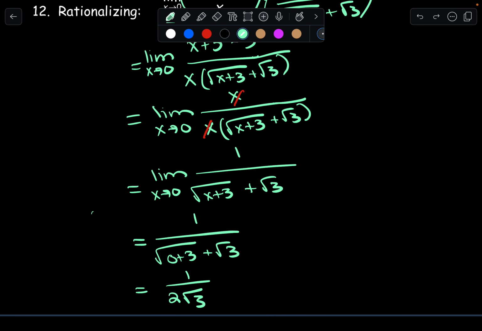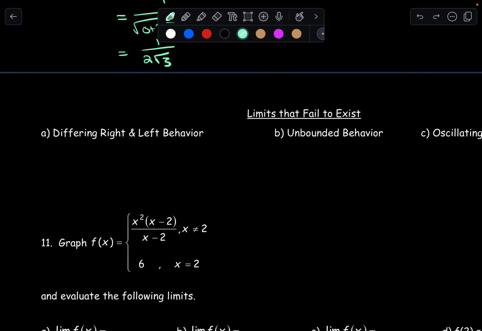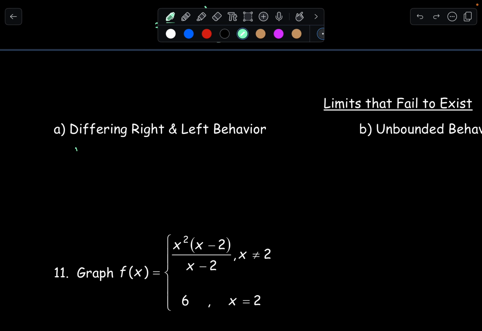Okay? All right, so the last part of this is limits that fail to exist. So the first one is differing right and left behavior. So I'm just going to draw a quick discontinuous piecewise. So let's say that we have a parabola, or just a curve here, and then another curve just above that, okay? And we'll call this C.